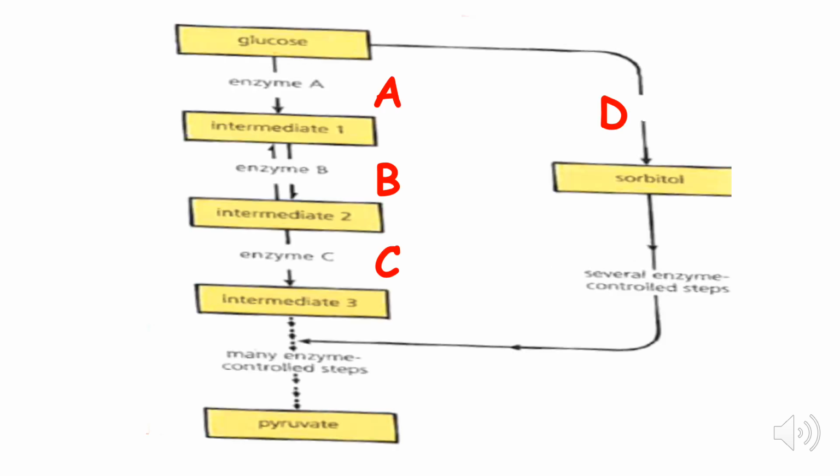Okay, so here's an example. I'm going to give you 10 seconds again. Can you identify the steps labelled A, B, C and D? So are they irreversible, reversible or alternative route?